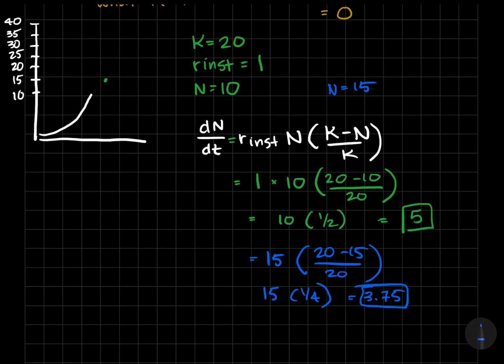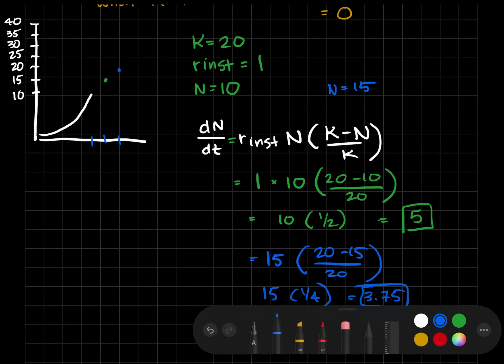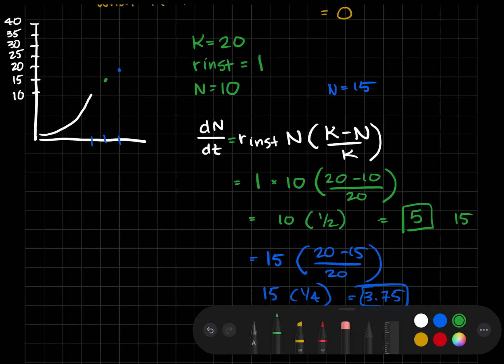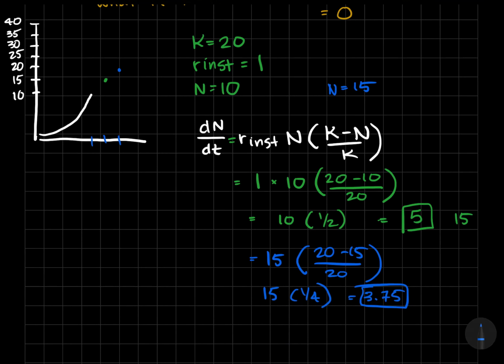So one more generation out. Here was 1, 2, 3. Okay, so we're right about there. And now we are right here on our graph. All right, so our population size in the first one was 15. Population size in the next one is going to be almost 19, 18.75.